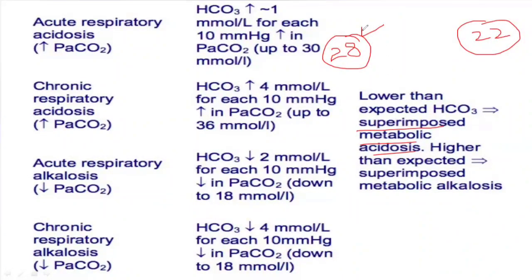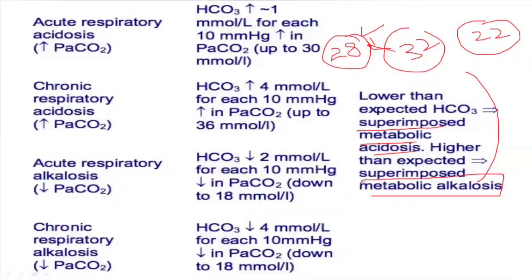But let's say the expected value was 28 and the patient has 32. It is higher than this. So alkali is more than the expected one. When it is more than expected, it means the patient has metabolic alkalosis as well, as a secondary disorder to the acute respiratory acidosis. Okay, this is simple.